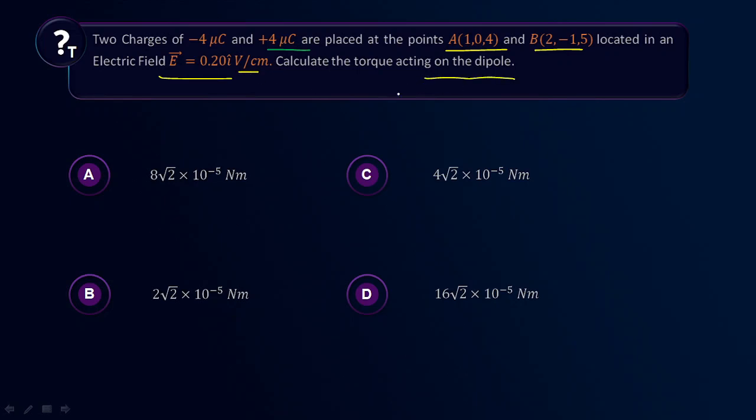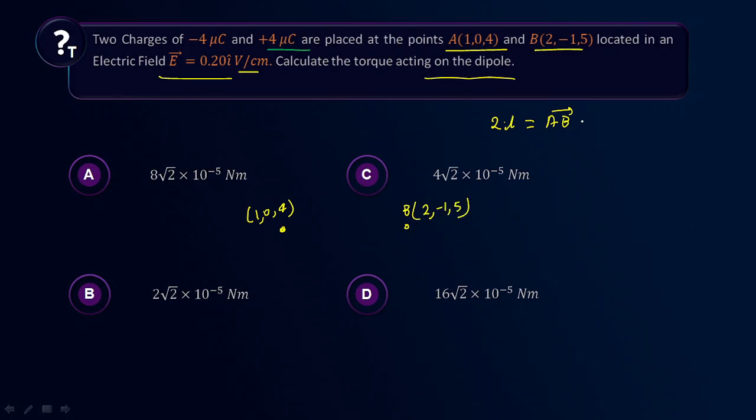Good question. Here, first of all, what is the separation? Can you find it? Two points are given, A and B. So the separation of the dipole, if you represent it with 2L, will be equal to AB. A point is (1, 0, 4), and B point is (2, -1, 5), right?